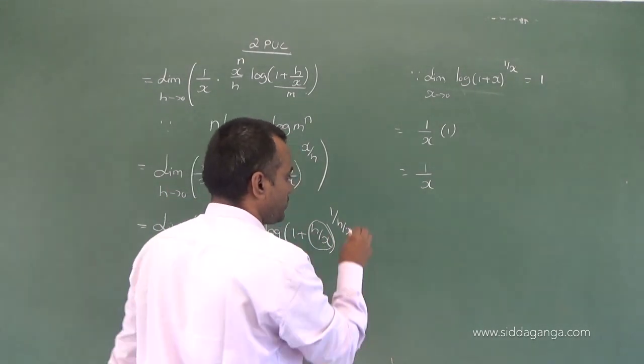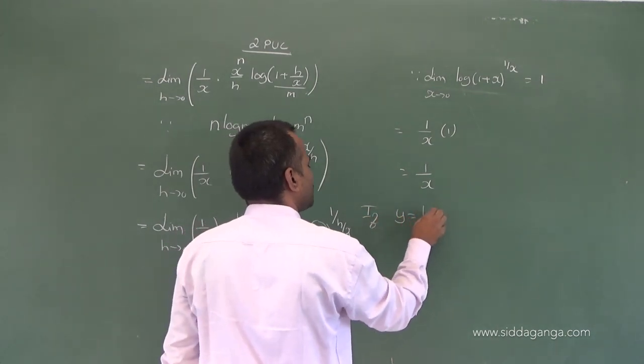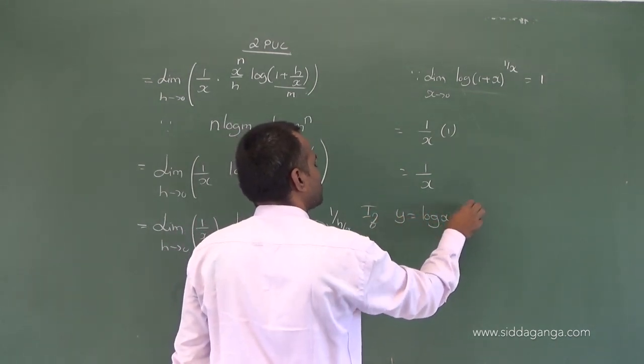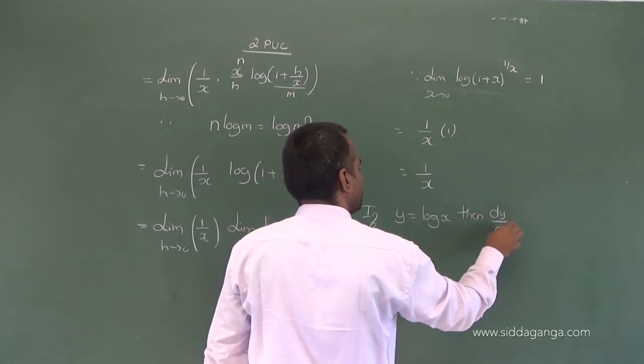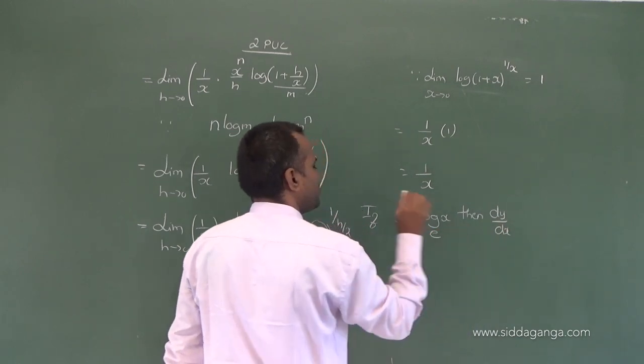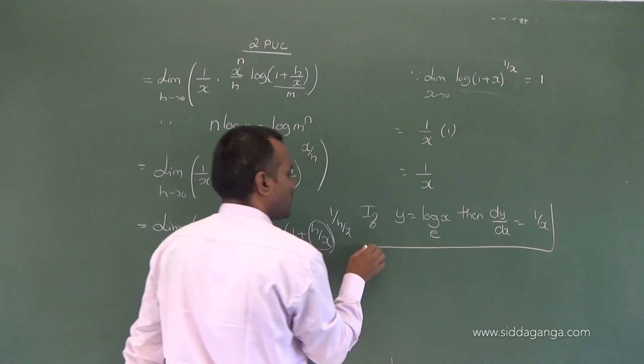What is the conclusion? Very important, one more formula. If y is equal to log x to the base e, then dy by dx is 1 by x.